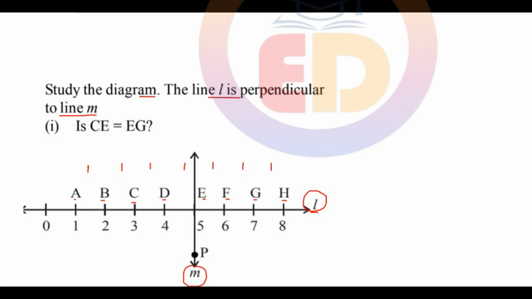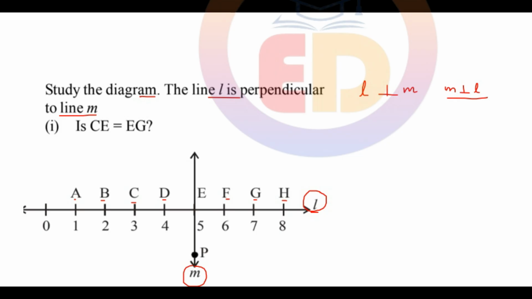सभी points के बीच में 1 unit का difference है. Moreover, we can also see that the line M is perpendicular to line L, क्योंकि वो 90 degree का angle बन रहा है. So we can say that line M is perpendicular to L, and we can also say that line L is perpendicular to line M, क्योंकि हर तरफ से 90 डिग्री का एंगल बन रहा है, तो दोनों ही लाइन्स एक दूसरे पर परपेंडिकुलर हैं. We can say that line L is perpendicular to M and line M is perpendicular to L.